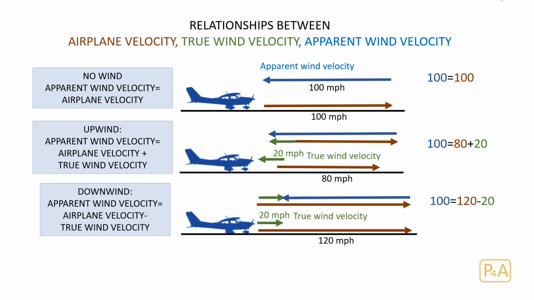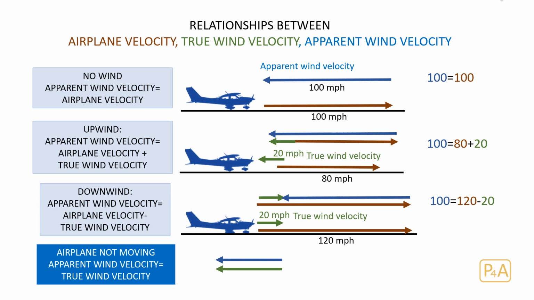Third, taking off downwind. The apparent wind velocity equals the airplane's velocity minus the wind velocity. 100 equals 120 minus 20. And finally, when the airplane is not moving, the apparent wind velocity equals the true wind velocity. We will encounter all those situations when we deal with Blackbird.